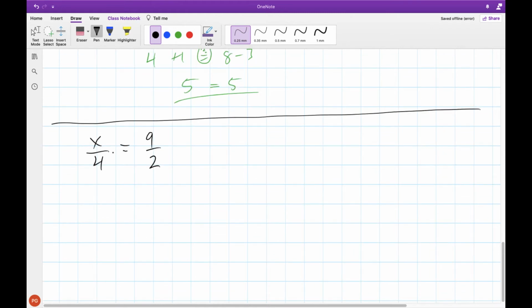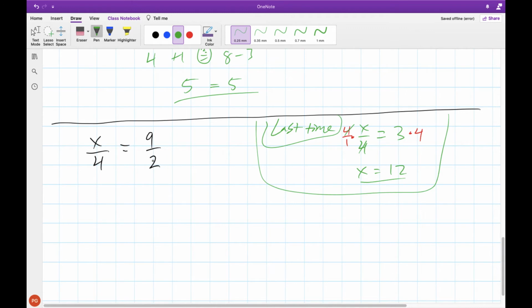Let's first start with this example right here. x over 4 equals 9 over 2. Now we've solved similar examples. If we think about last time, instead of x over 4 equals a fraction, we solved x over 4 equals a number, and we were able to do that by multiplying both sides by 4. These would cancel out. Again, cross-reducing, we'd end up with x equals 12.